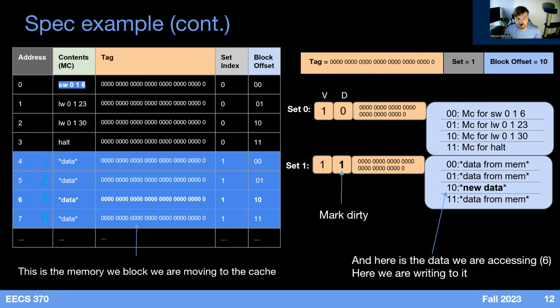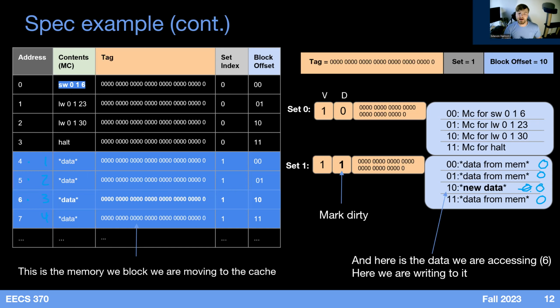And so they'll all start off as zeros. So we'll bring in these 4 zeros into the cache, and then we will overwrite address 6, which is block offset 2, with the new data, which also happens to be a 0. So we'll bring in zeros, overwrite one of them with another 0. And then we have to mark this block as dirty because we have now stored to it.